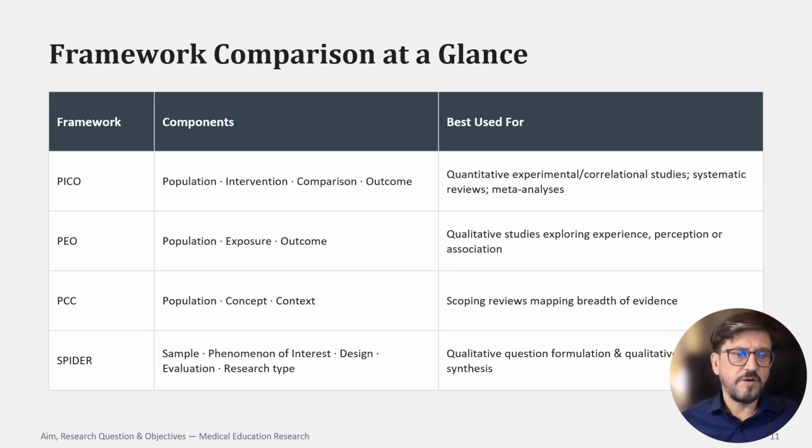So now let's have a comparison of the different frameworks. As you can see, the PICO framework is best used for quantitative research and systematic reviews. The PEO framework is best for qualitative studies. PCC is for scoping reviews, and SPIDER can be used for qualitative systematic reviews.